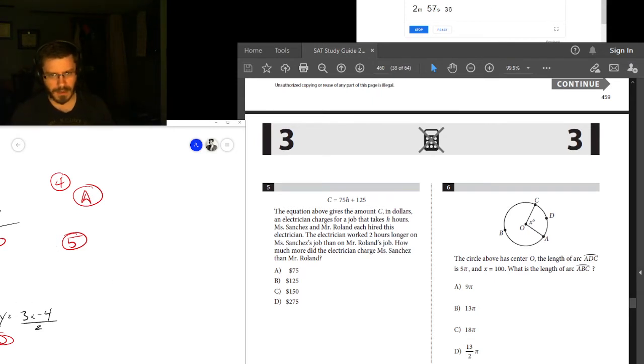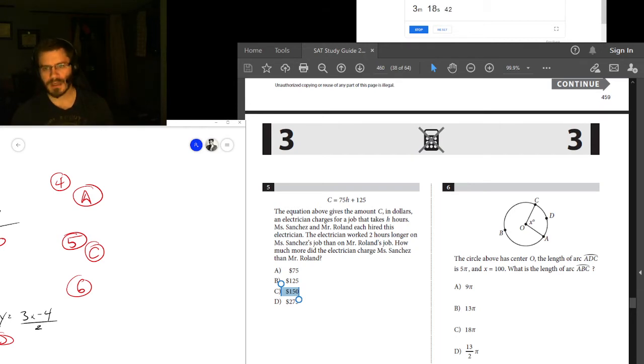They want us to know the electrician worked 2 hours longer. That means that whatever number we start with, it's just this times 2 because that's the slope. So it's $150 more. Yep, that's what they're asking for. So that is C. Number 6 is an arc length problem probably.